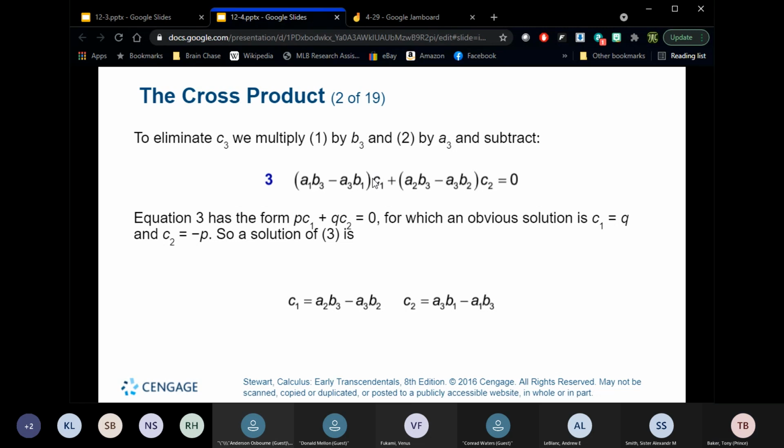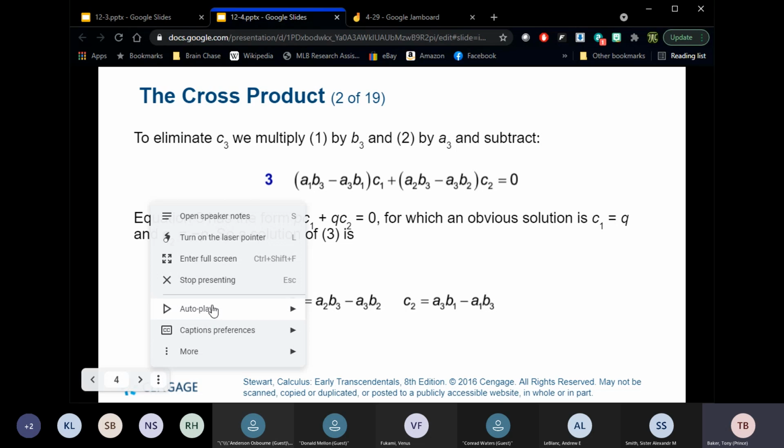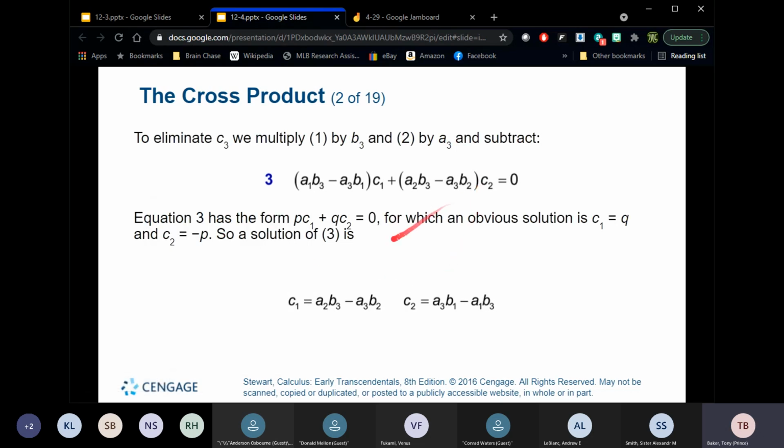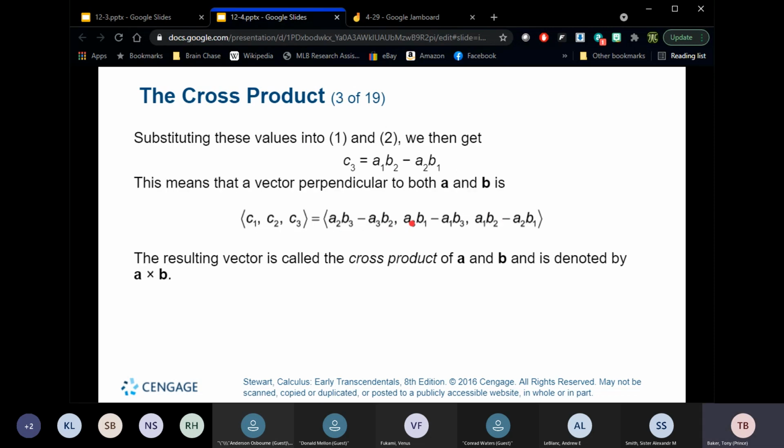So we can solve each of these. So C1 is going to equal, if it's going to come out to be 0, C1's got to equal the opposite part here. And C2's got to equal the part over here. So they got to equal the opposites of each other if it's going to come out to be 0 at the end. If we substitute those back in to find what C3 is, we can get that other part.